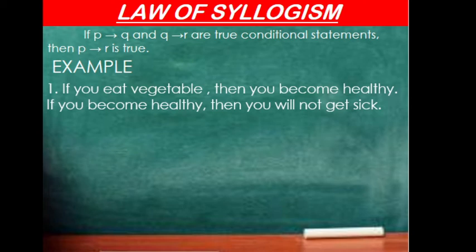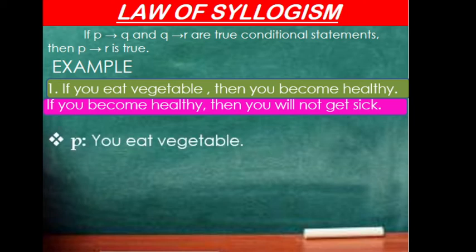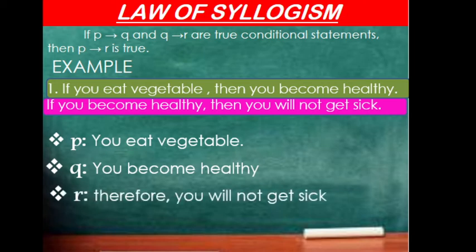If you become healthy, then you will not get sick. So, the first conditional statement is the major premise, and the second conditional statement is the minor premise. Again, kailangan natin ng dalawang premises. So, first premise, you eat vegetable or yung ating P, siya ay galing sa ating major premise and Q ay galing sa ating minor premise. So, Q, you become healthy and ang ating conclusion, therefore, you will not get sick.